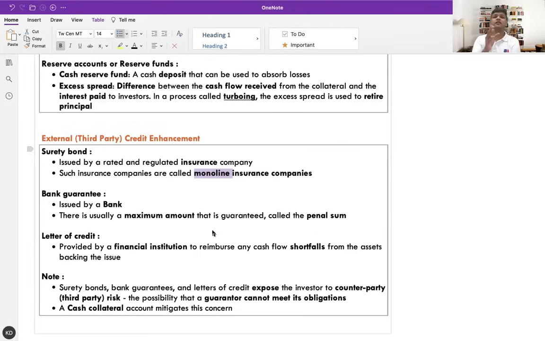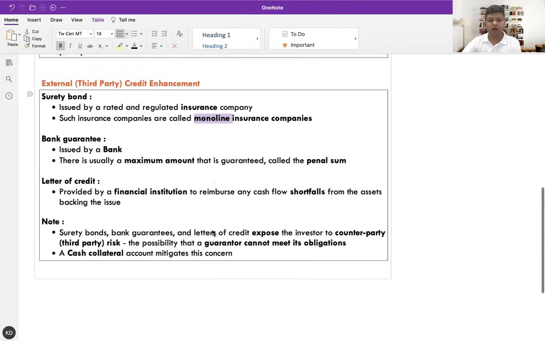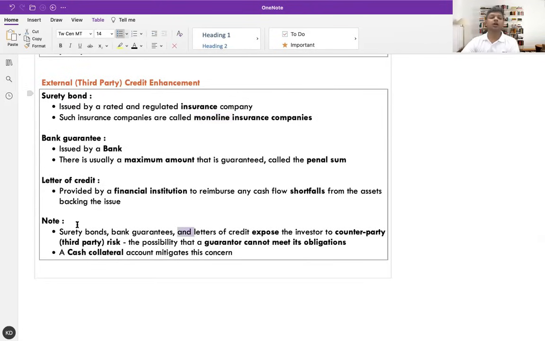So LC, or letter of credit, is a guarantee by your domestic bank, which you can display to the foreign seller of the goods. And in return for that, you get goods, right? That is a letter of credit. Clear? Now remember: surety bond, bank guarantee, and LCs.